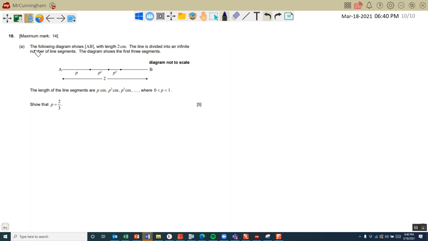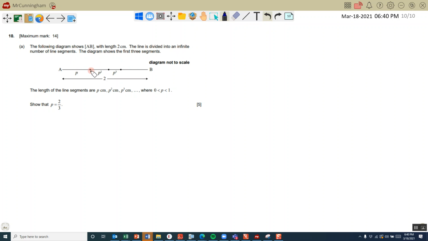This is question 10. It is from the November paper 2017, paper 1 for standard level, and it's non-calc. And we're told we've got the following diagram, AB, with length 2. The line is divided into an infinite number of line segments. The diagram shows the first 3 segments.